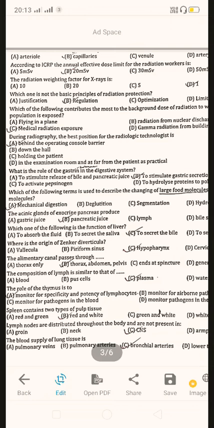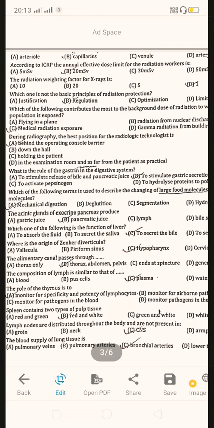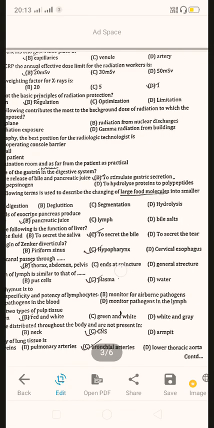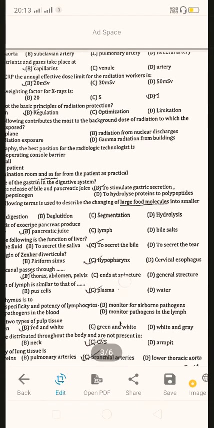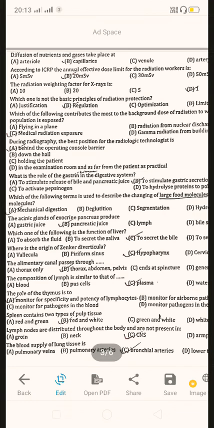Digestive system: what is the role of the GIT in stimulating gastric secretions? Then, which of the following terms is used to describe the breakdown of large food into smaller molecules? The correct answer is mechanical digestion.